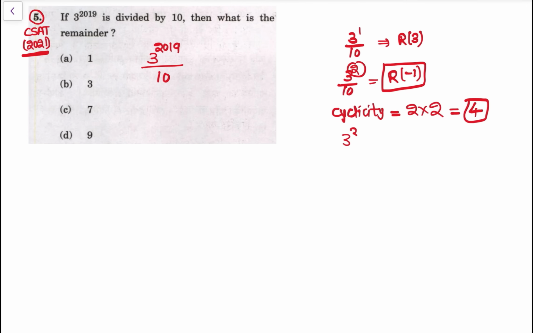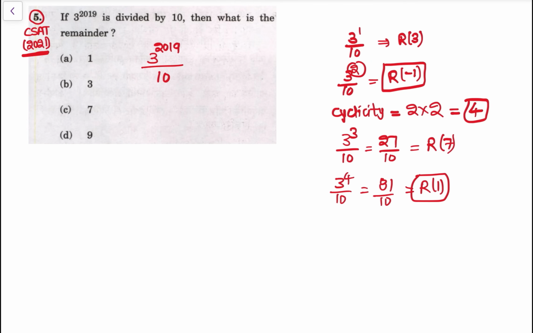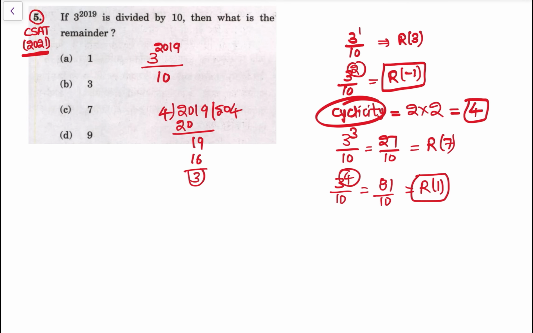Let's check that. See, 3 to the power 3 upon 10, this is 27 upon 10, so that is remainder 7. Then 3 to the power 4 upon 10, that is 81 upon 10, so you get remainder 1. So 4 is the cyclicity. So 4 से divide करो 2019 को, so 4 5s are 20, then 0 19, दो नंबर लाना है तो 0, so 4 4s are 16, so remainder is 3.